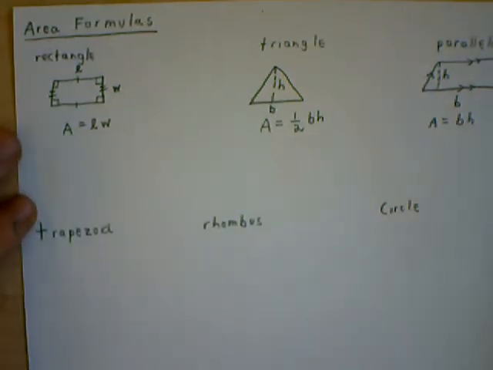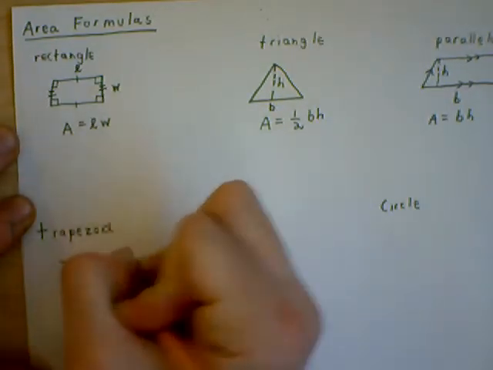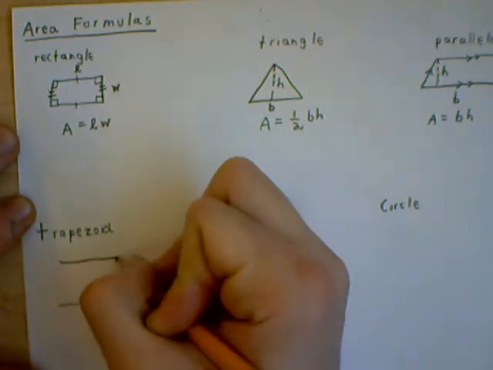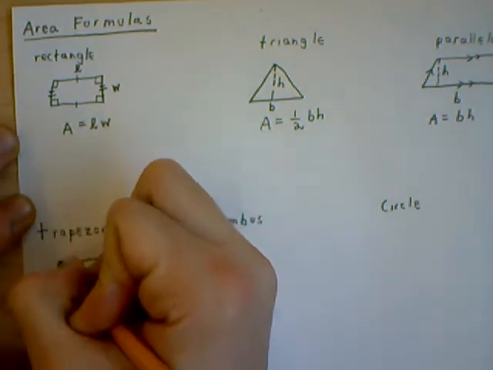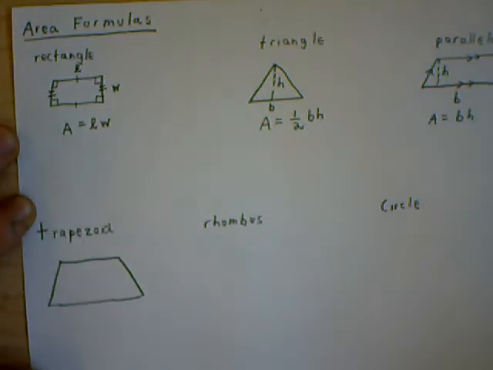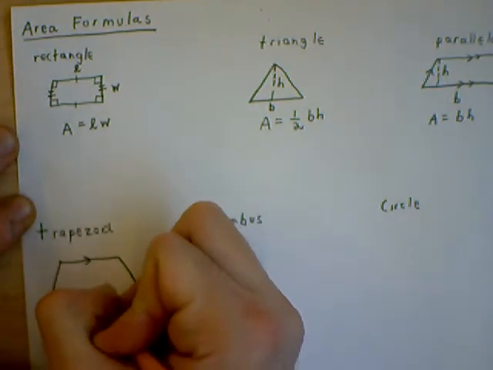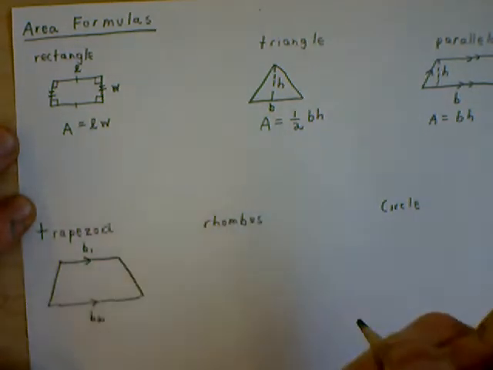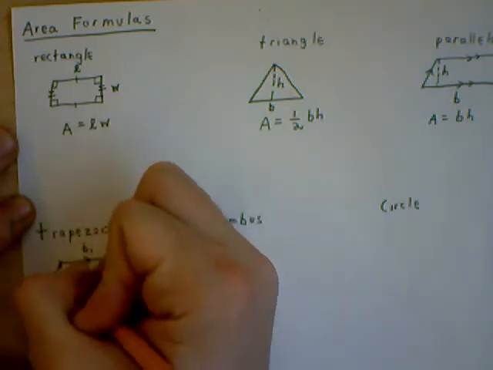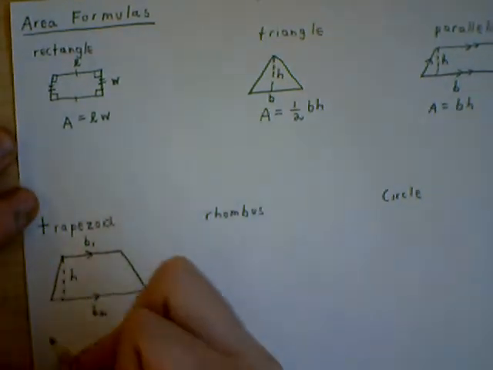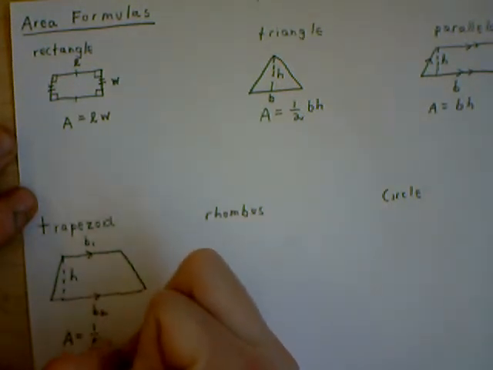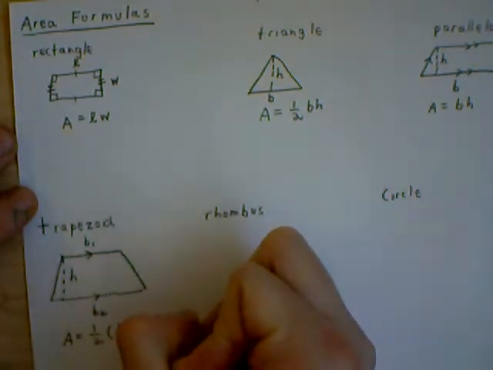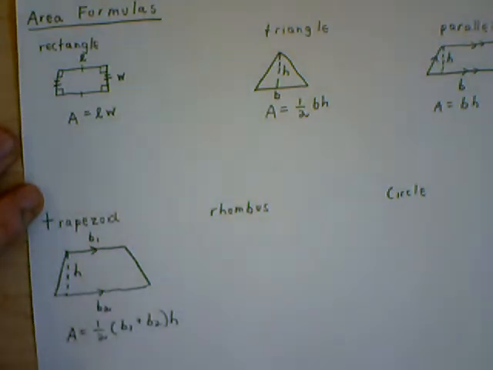Moving on. A trapezoid is also a quadrilateral with 2 parallel sides. So the top and the bottom are parallel. Then there are 2 other sides that are not parallel. We call these parallel sides base 1 and base 2. There are 2 bases. And then this is our height. The formula for the area of a trapezoid is area equals 1/2 base 1 plus base 2 times the height. The average of the bases times the height.